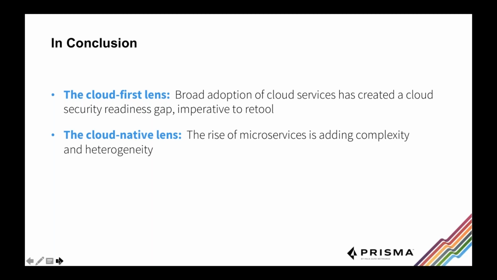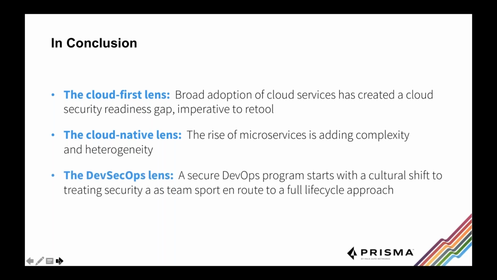Secondly, from a cloud native lens, the rise of microservices is adding complexity and heterogeneity. That's one of the points John just made, but he also aptly noted that there's opportunity to improve our security posture by doing things like John mentioned, integrating with CI/CD, et cetera. And then from a DevSecOps lens or a secure DevOps lens, as I was mentioning earlier, it really starts with a cultural shift, treating security as a team sport. It's a shared responsibility, and that's the organizational foundation from which the cloud native continuum can be protected.